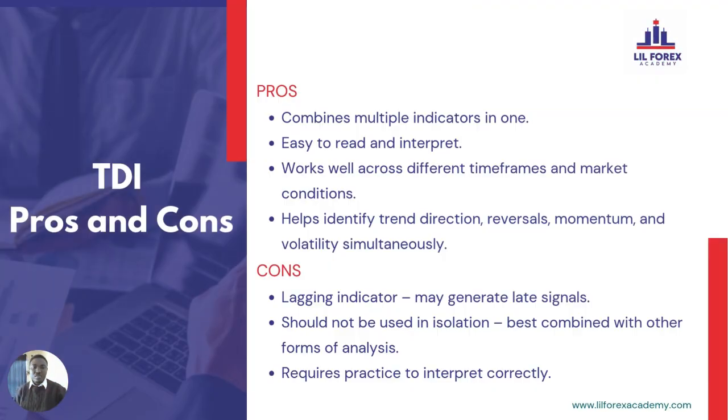So now let's talk about the pros and the cons of TDI. Number one, the very first advantage is that it combines multiple indicators. And if you remember, I mentioned that it's a combination of both leading and lagging indicators. So it's a combination of multiple indicators into one. And it is very easy to read and interpret. That is, when you gain mastery of it, then it is very simple for you to read and interpret what is happening in the price action. And it works across different time frames and market conditions.